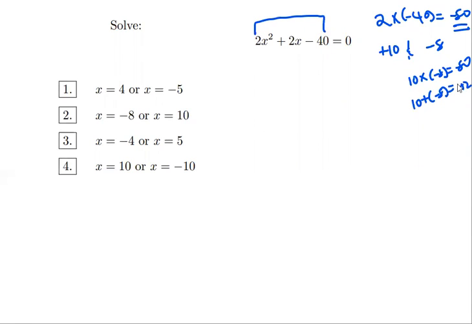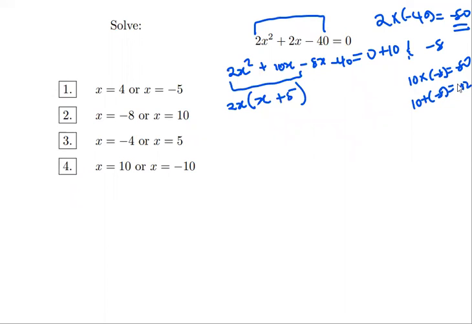So we can break this expression to be 2x squared plus 10x minus 8x minus 40 equals 0. Then we could look at these first two terms and factor out a 2x, to which we get an x here plus a 5. And then in the second part, if we pull out a -8, we get an x there plus a 5 equals 0.